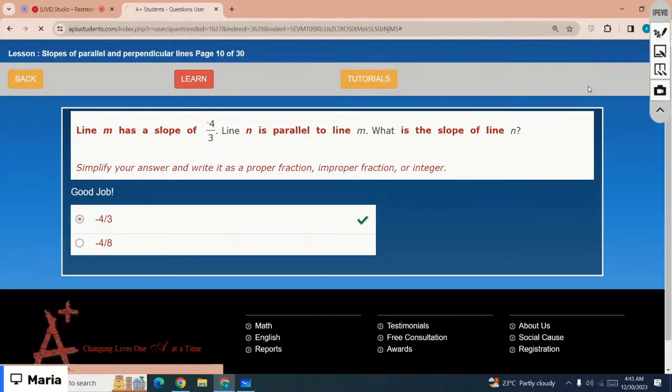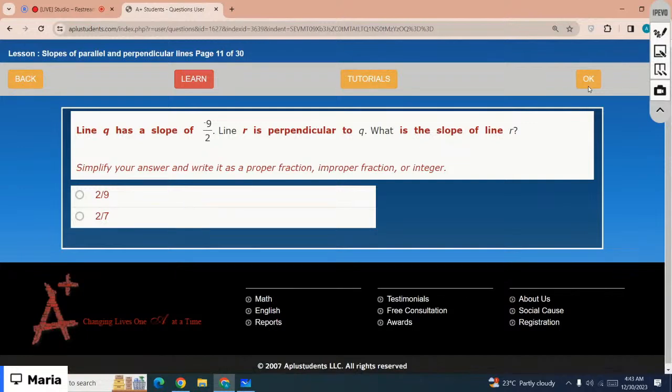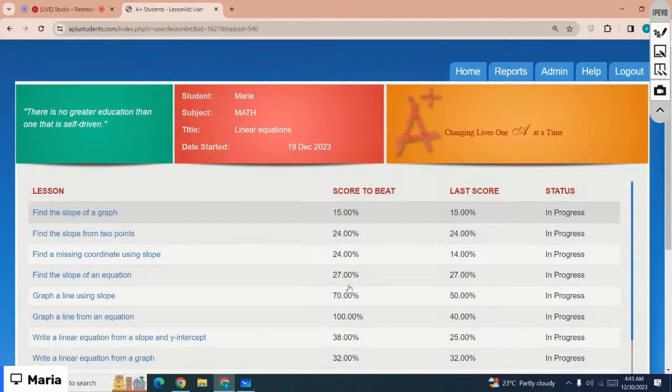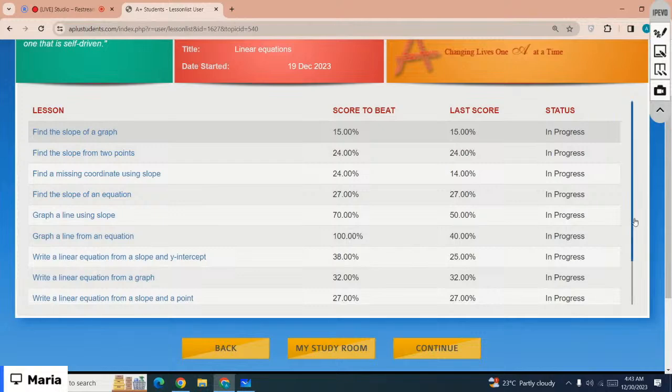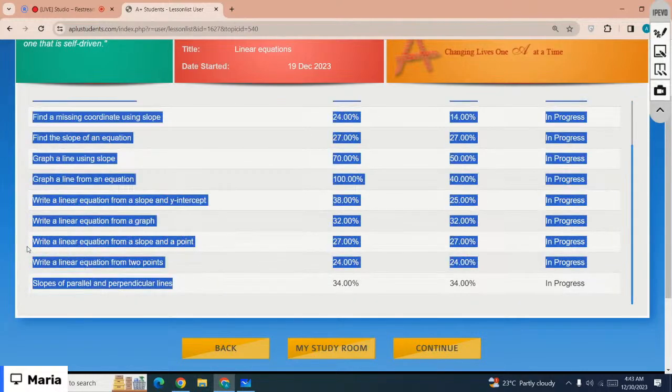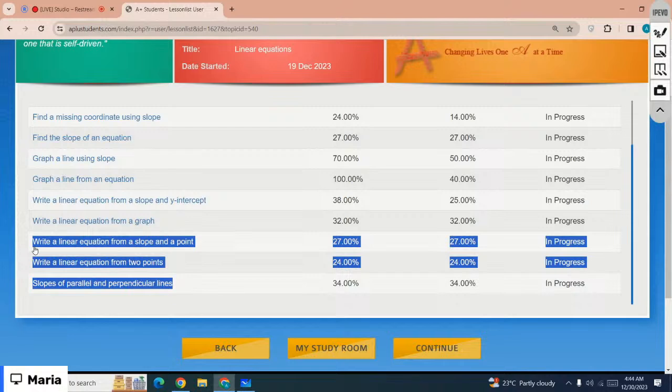Okay, you can complete the lesson by yourself later today. So we were working on grade 8 math. The chapter we were working on is linear functions, and we have finished the chapter. The lessons we have covered today are write an equation from a slope and a point, write a linear equation from 2 points, and the one I just finished is slopes of parallel and perpendicular lines.